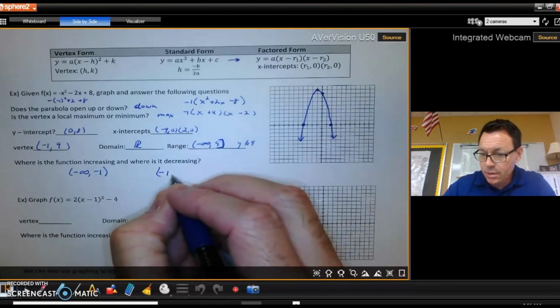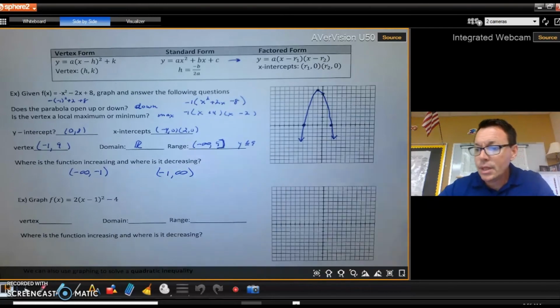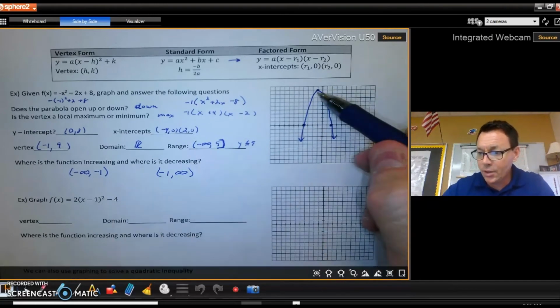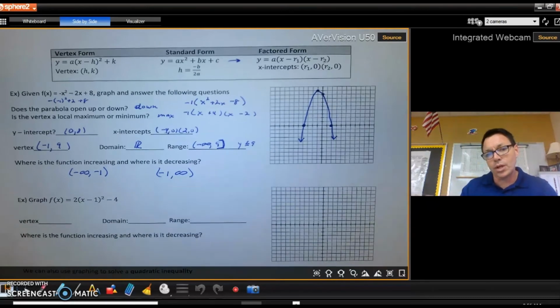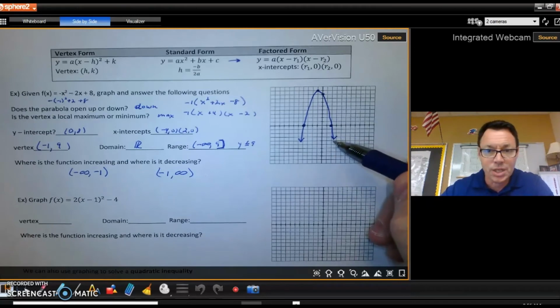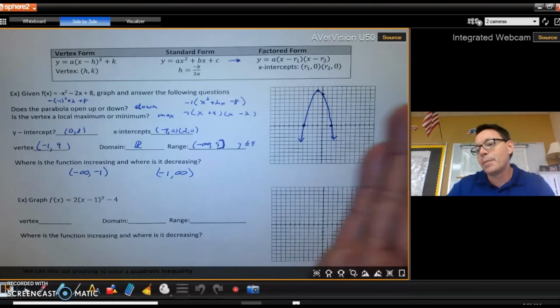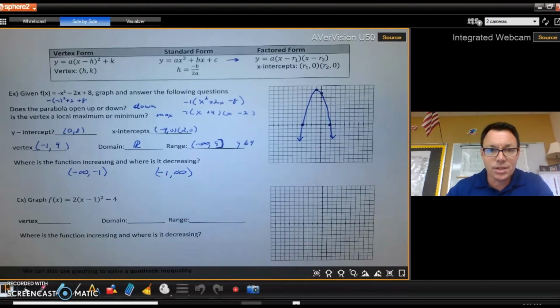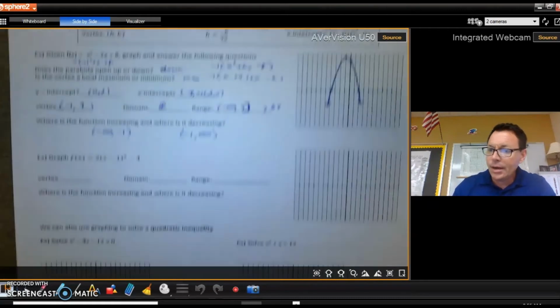Negative 1 to infinity. Okay, it's very easy when you say it's increasing to look at the y value instead of the x value. We're talking about x values here. It's very easy to look at that arrow that is pointing straight down almost and say, oh, it's going to negative infinity. But it's going to the right, ever so slowly, but enough to where it's going to positive infinity, not negative infinity. Okay? All right.